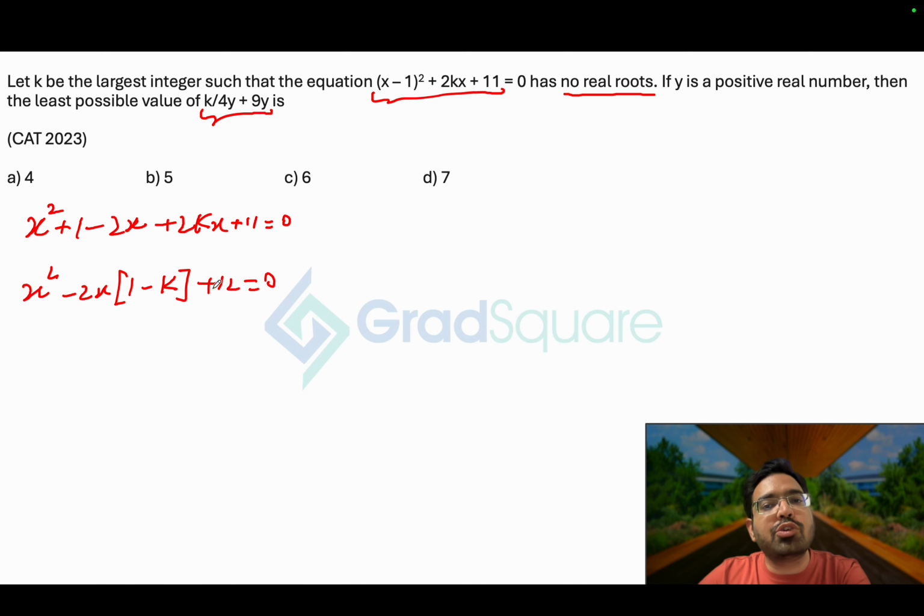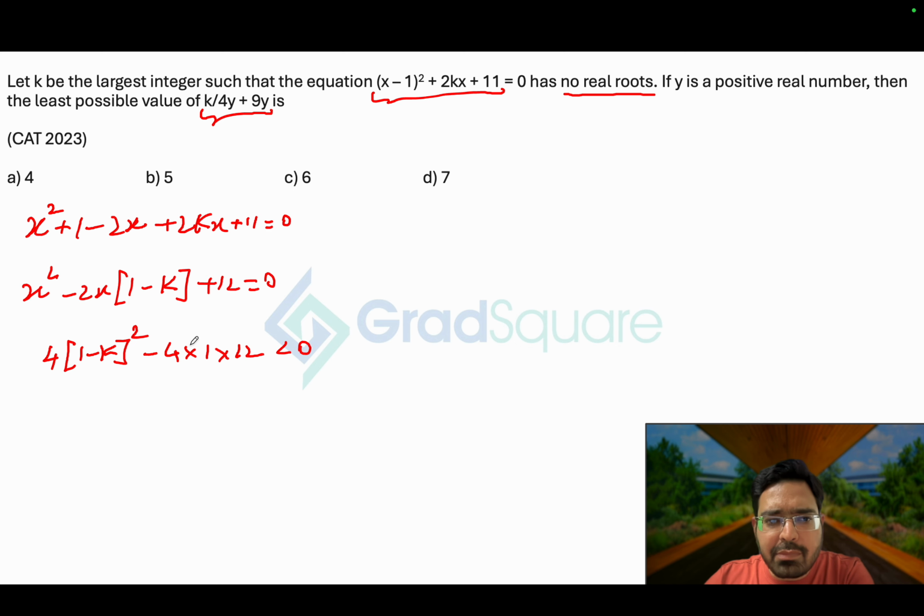This equation should not have any real roots. That means your discriminant should be less than 0. What is the discriminant? B square minus 4ac. What is b square in this case? 4 times (1 minus k) whole square, which is your b square, minus 4ac, coefficient of x square is 1 and c is 12. This value should be less than 0. You are dividing the entire inequality by 4, no problems there. It will become k square plus 1 minus 2k minus 12 should be less than 0.